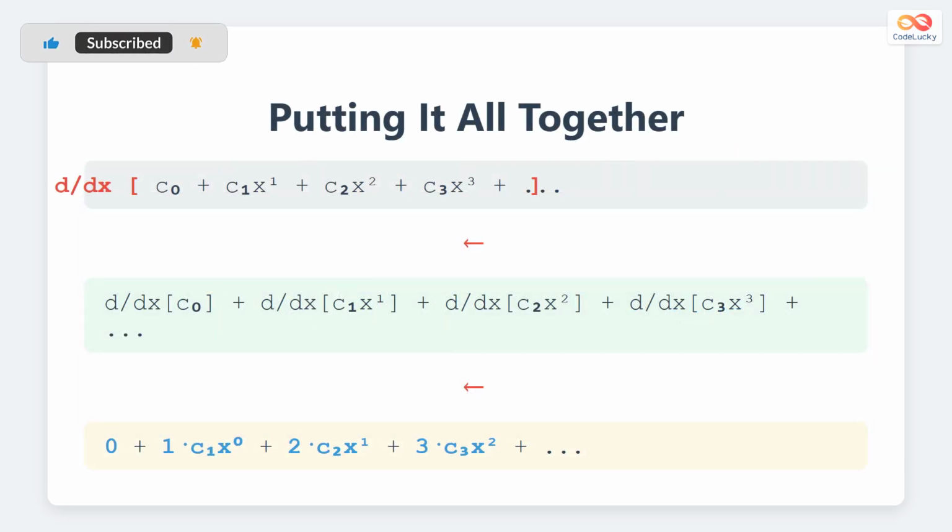Let's see how this works on the expanded series. We start with our series, c sub 0 plus c sub 1 times x plus c sub 2 times x squared, and so on. We apply the derivative to each term individually. The derivative of the constant c sub 0 is just 0. The derivative of c sub 1 times x is c sub 1. The derivative of c sub 2 times x squared is 2 times c sub 2 times x. The derivative of c sub 3 times x cubed is 3 times c sub 3 times x squared, and this pattern continues.